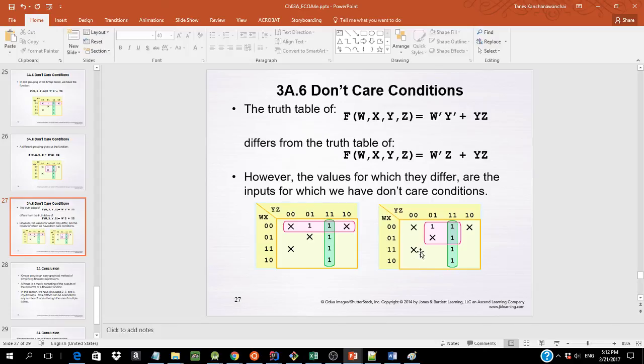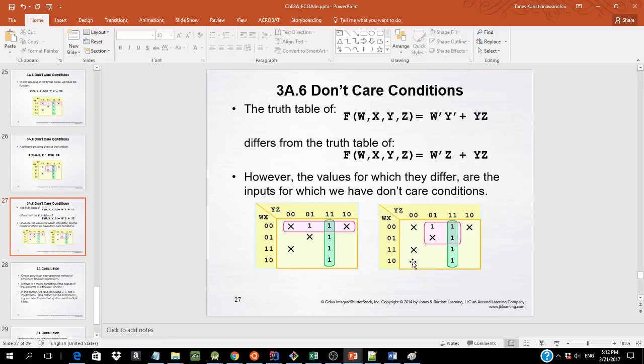Yeah. Then you circle this, and it's going to be plus XZ, X bar Y Z bar, right? X prime Z prime. So when we make the groupings, we care about the don't care values. Yes. But not when we put them into the equation. We use that to simplify it. Yeah. Don't care is used to simplify.